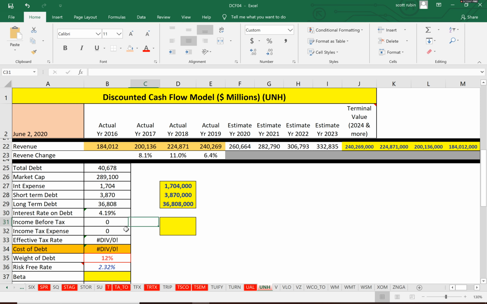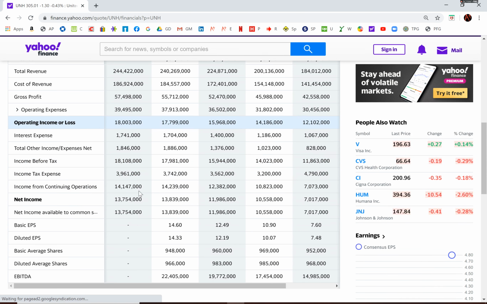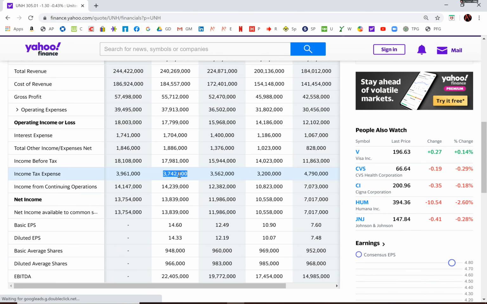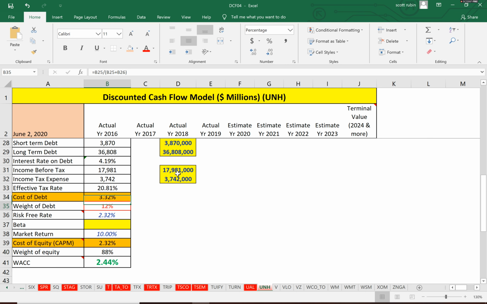Interest payments are tax deductible. So let's get the effective tax rate. So the income before tax is 18 billion, and the income tax is 3.7 billion. Now the cost of the debt is 3.3%, and the weight of the debt is 12%. So 12% of the capital structure is debt, the rest is equity. So that's not too bad of a number.